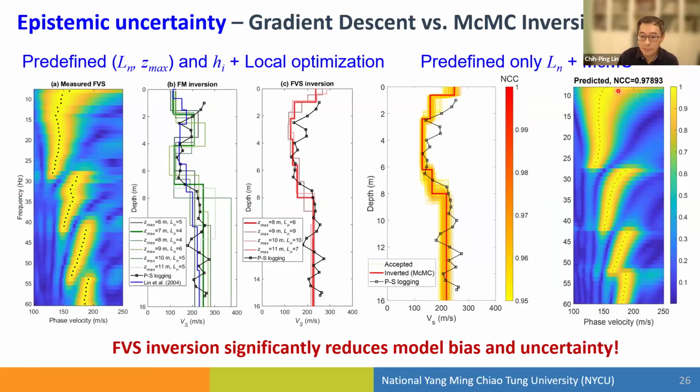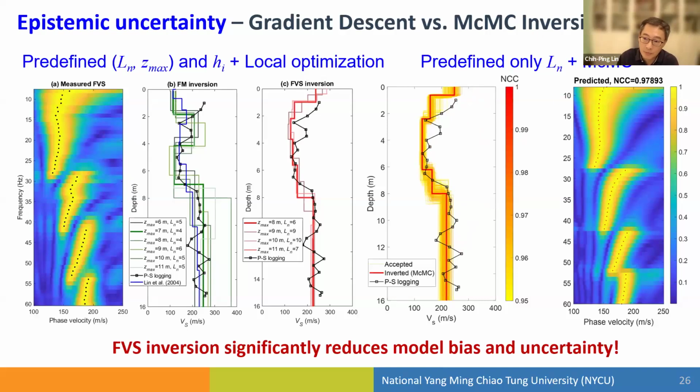Another possibility is to predefine only the layer number, and you assign a layer number large enough to accommodate possible velocity variation. This example uses five layers. So the layer thickness is variable: layer thickness and shear wave velocity are both variables. When layer thicknesses are variable, the inversion problem becomes much more ill-posed. It's very complex, and there are a lot of local minima.